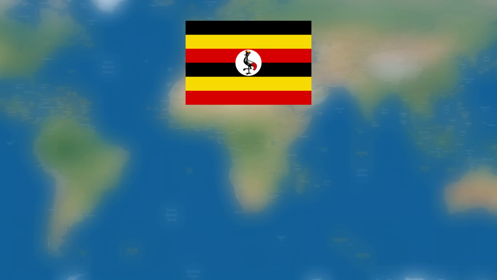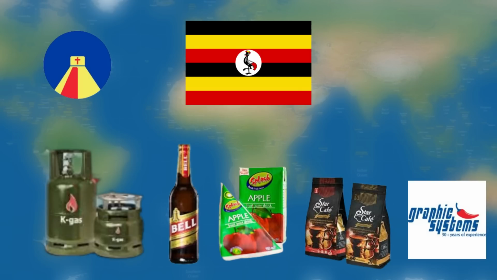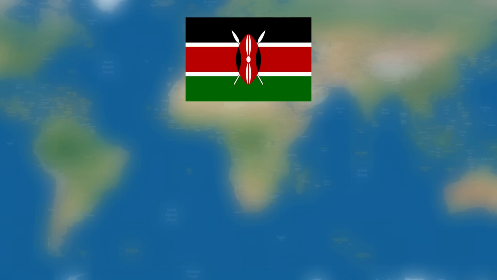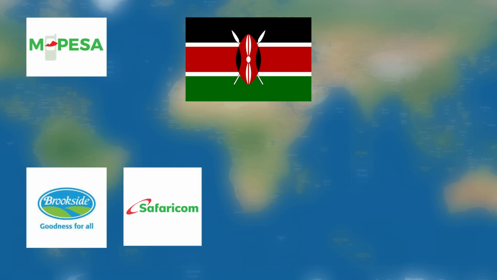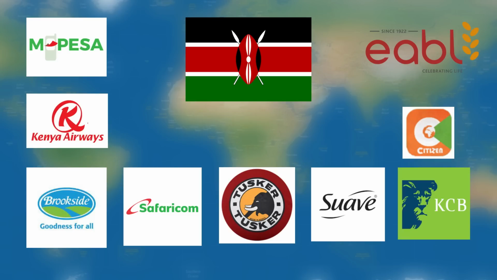Uganda is home to some major brands like Centenary Bank, Kaigas, Bell Lager, Splash, Star Cafe, Graphic Systems, King's College Budo, Rainbow International School and Euroform. Kenya is also home to major brands like M-Pesa, Brookside, Safaricom, Tusker, Suwave, KCB Bank, Kenya Airways, Citizen TV, East African Breweries Limited and Equity Bank.